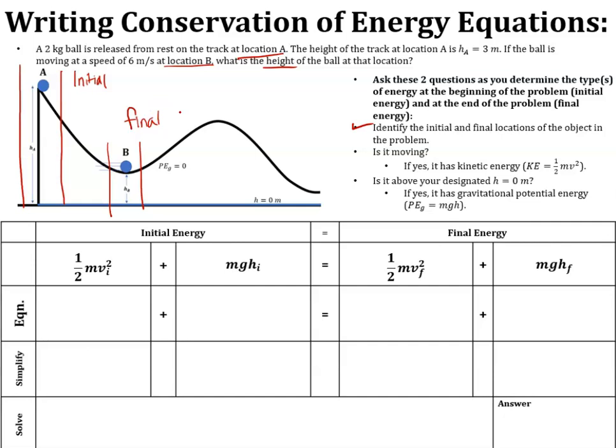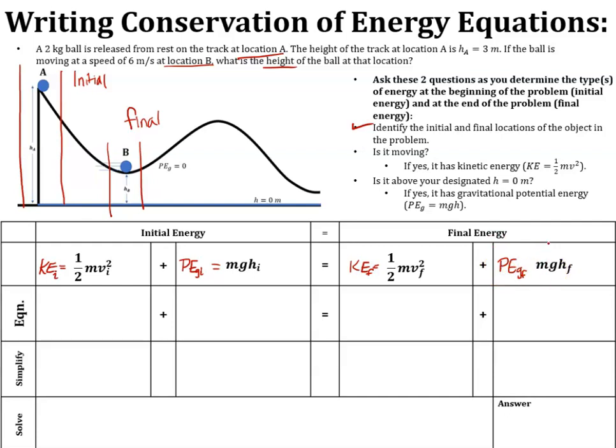When you're writing conservation of energy equations, or doing any kind of conservation of energy calculations, we don't care anything about the middle. We only care about what kind of energy we have at the beginning and what kind we have at the end. So I'm going to ask 2 questions to figure out how to write this equation. Remember that 1/2 mv squared is kinetic energy, and this would be our initial kinetic energy. The mgh is our potential energy, and this would be the initial potential energy. We have the same thing mirrored for our final energy.